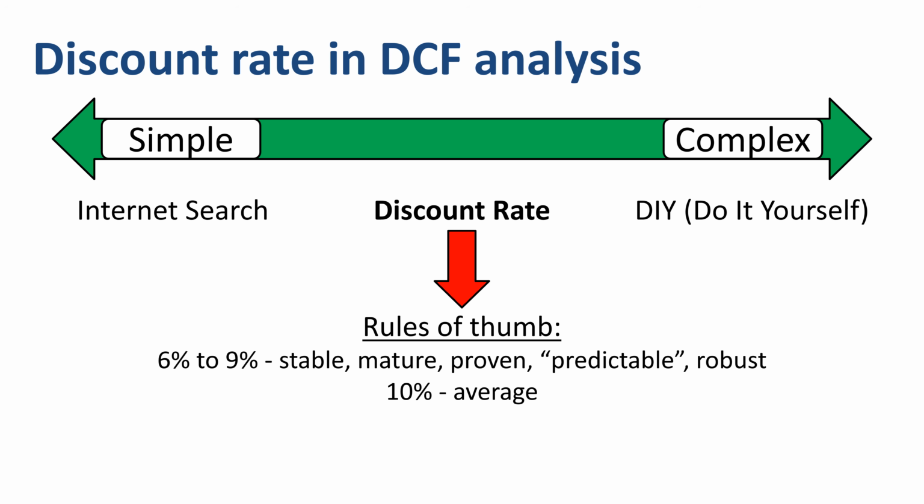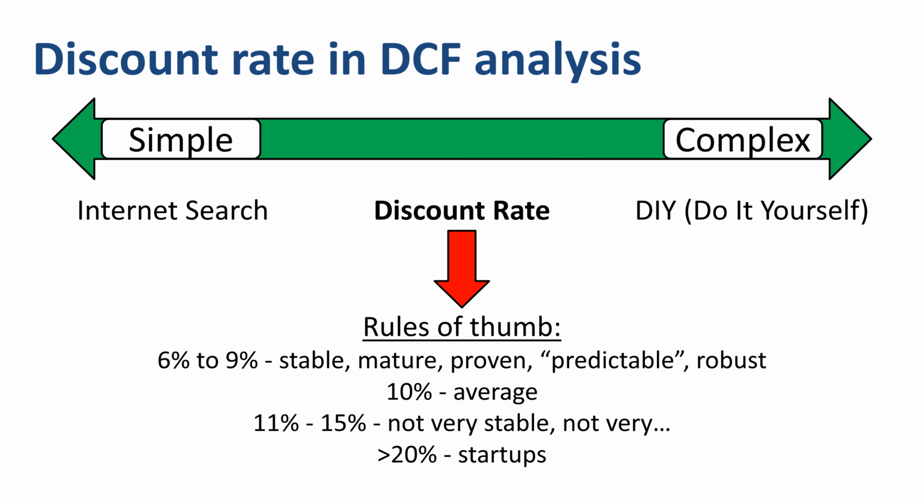10% for the average company, the middle of the pack. 11 to 15% for companies that are not very stable, not very mature, basically the opposite of the first category. And then for startups, anywhere 20% and above. I have heard of venture capitalists using 30%, 50%, or even 70% for very early stage companies, pre-product, pre-revenue.